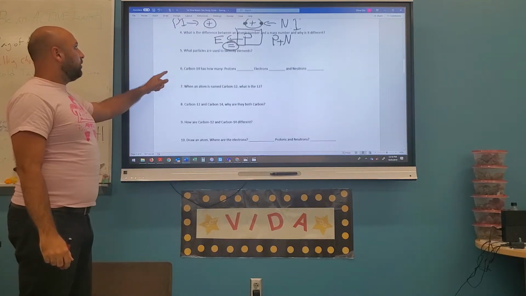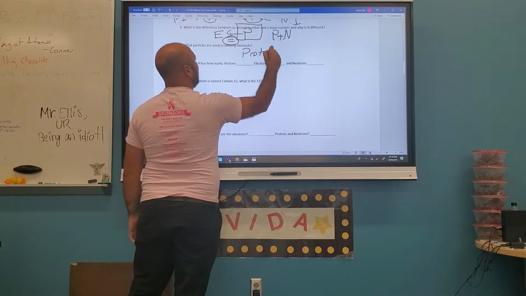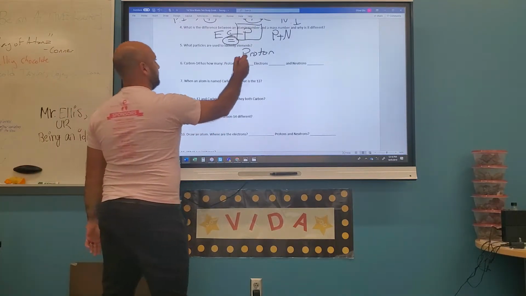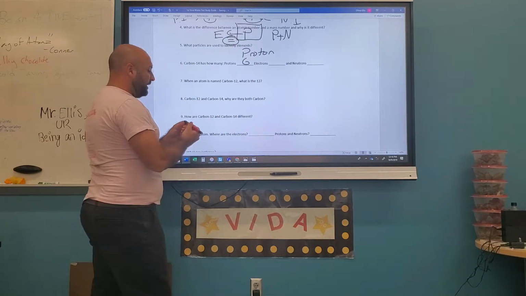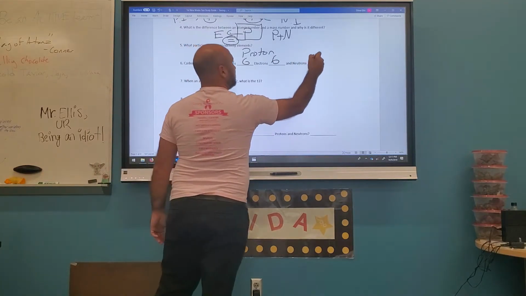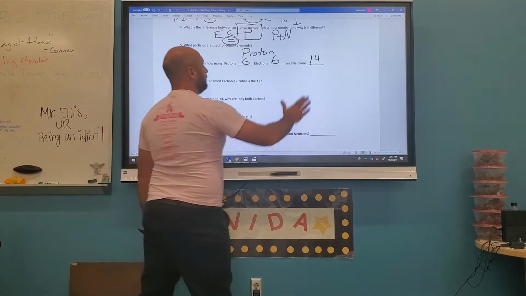What particles are used to identify elements? Those are the protons. ID atoms, protons, we count them. Carbon-14, for example, has how many protons? It has 6. It has how many electrons? 6. It has how many neutrons? 14, right? Because it says carbon-14? No, not at all. That's the trick.